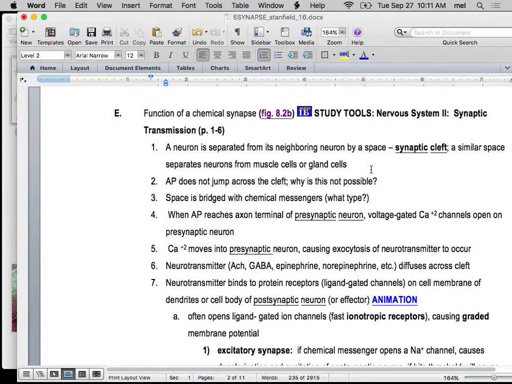So the deal is, if I want an action potential on the postsynaptic cell, I have to restart the whole story over again, with chemical-gated channels, hitting threshold, voltage-gated channels, the whole thing. So I can't have a continuous action potential unless I have a continuous cell membrane, right? So what I'm going to have to do in the synapse is basically restart this entire thing. So here's what's going to happen. The action potential doesn't jump across the cleft. The space is going to be bridged with chemicals.